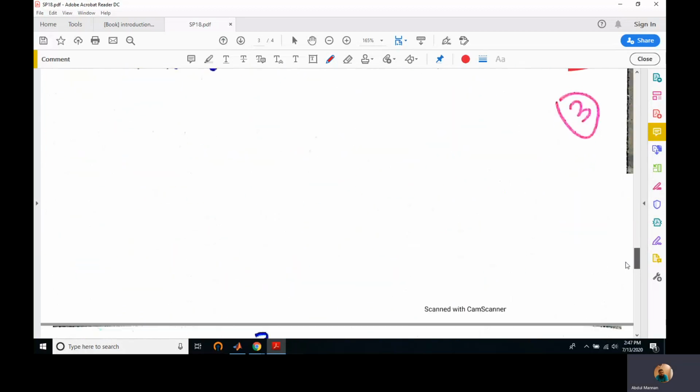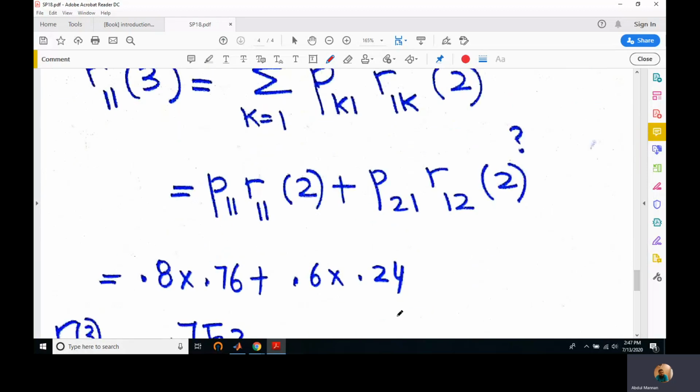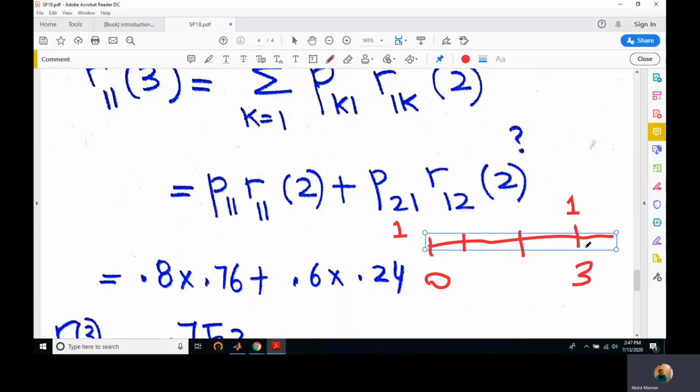But what does this R11 of 3 mean? This means that now we have time 0, 1, 2, 3. I am at state 1 at time t equal to 0, and I want to compute the probability that I am at state 1 at time 3. And I don't know, I can be at 1 or 2 at these two time steps. But I want the probability of being at state 1 at time t equal to 3.